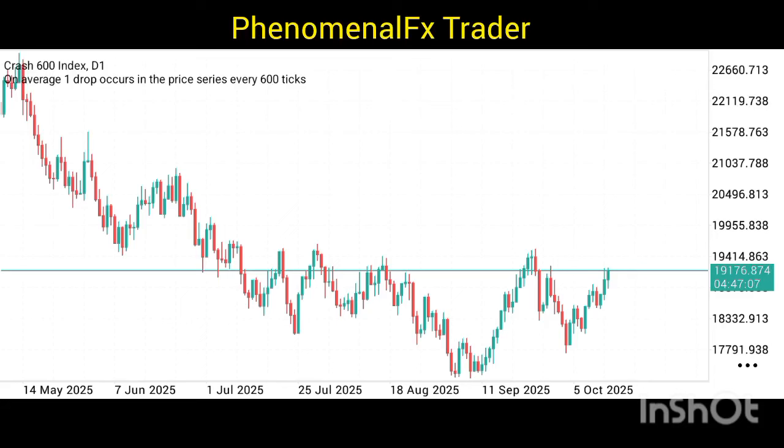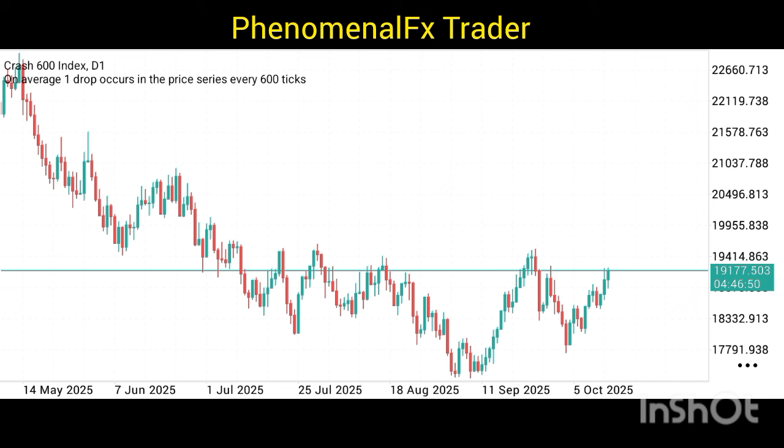So in today's video we're going to be looking at Puma crash pairs. We're going to go through different Puma crash pairs and we'll look for any of them that will give us a good setup. So we're going to start with Crash 600 index. That's what I have on my screen right now.